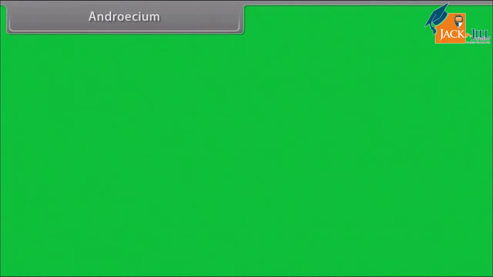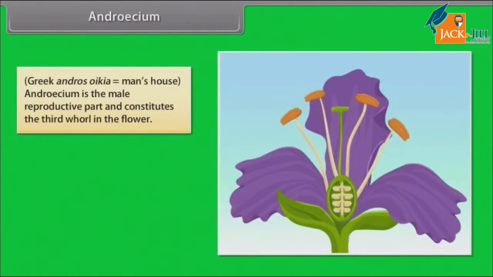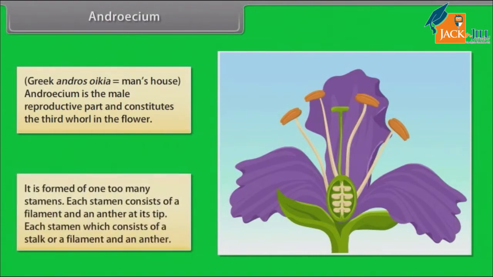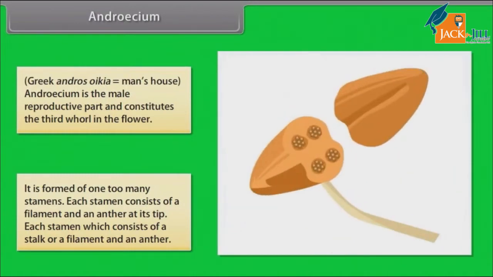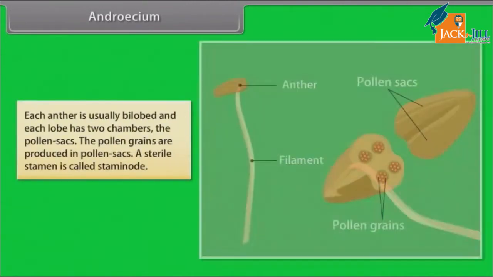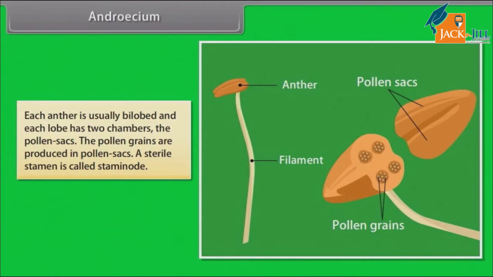Androecium. Androecium is the male reproductive part and constitutes the 3rd whorl in the flower. It is formed of 1 to many stamens. Each stamen consists of a filament and an anther at its tip. Each anther is usually bilobed, and each lobe has 2 chambers, the pollen sacs. The pollen grains are produced in pollen sacs. A sterile stamen is called a staminode.